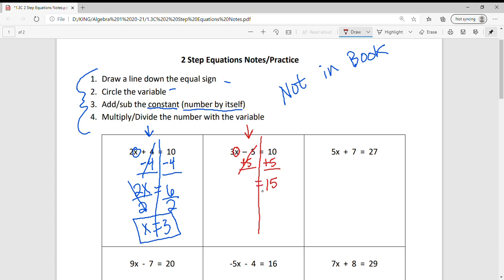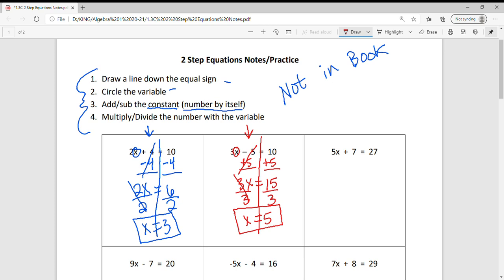Bring down my equal sign and bring down the 3x. So now I have 3 times x. So the opposite of times 3 is divide by 3. Those 3's cancel out. The other side, divide by 3. So 15 divided by 3 gives me 5. X equals 5.